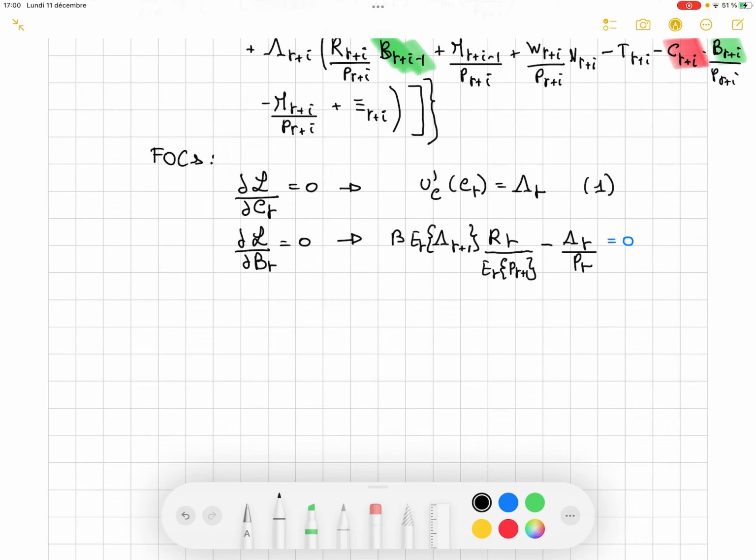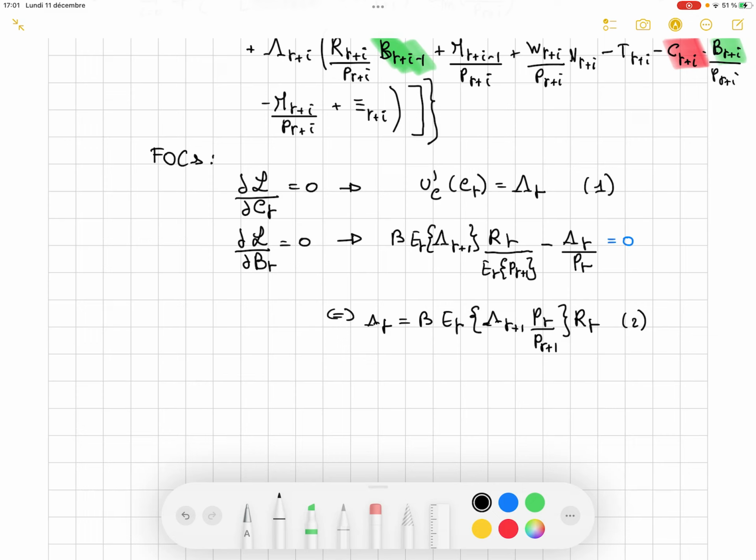From that we can consider that you have the marginal utility of consumption, that is basically the Lagrangian parameter, equal to beta multiplied by the expectation at time t of the marginal utility of consumption of tomorrow, multiplied by P_t over P_{t+1}, the inverse of the inflation rate, and all of that is multiplied by R_t, the interest rate. So that's the second equation.